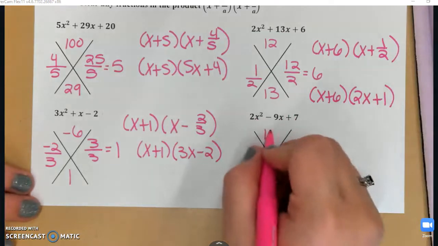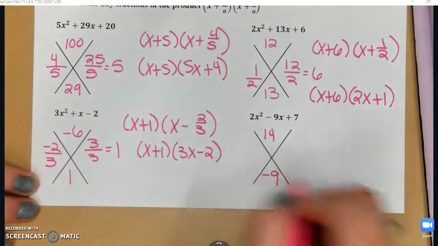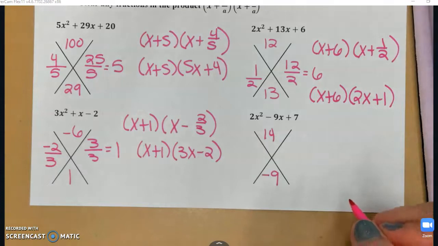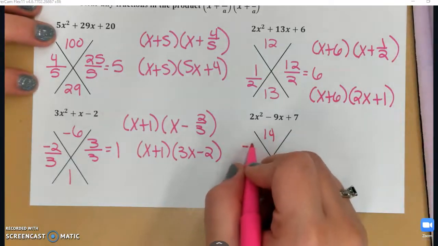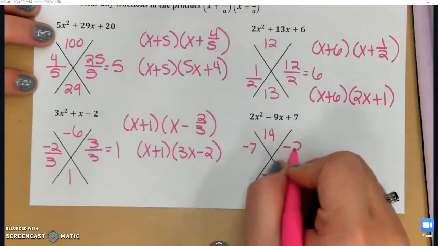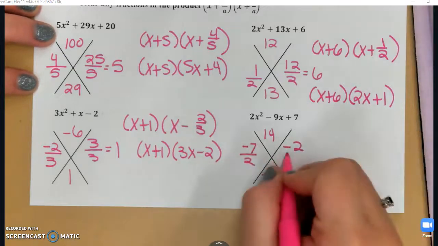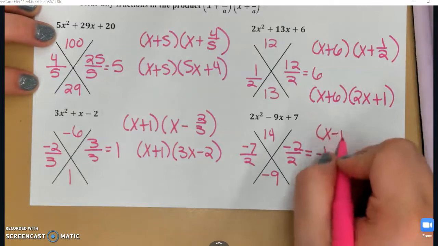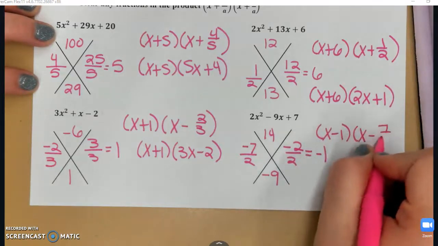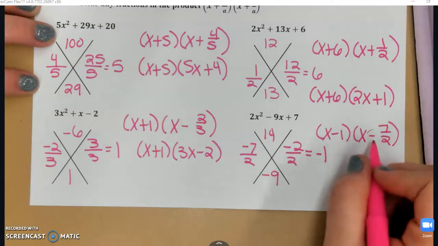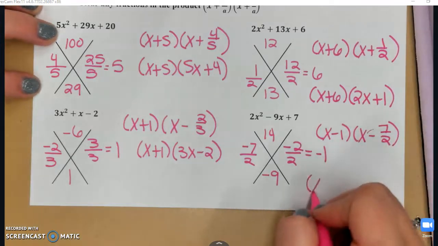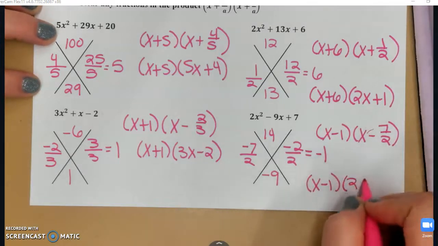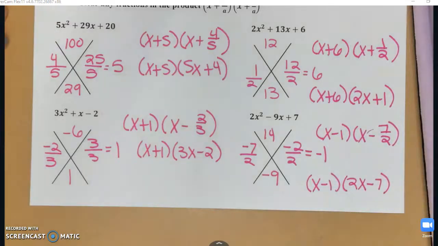2 times 7 is 14. My b value is negative 9. Numbers that multiply to 14 and add to negative 9 are negative 7 and negative 2. Divide both of those by 2. This becomes negative 1. So x minus 1 times x minus 7 over 2. Multiply both parts in here by my denominator of 2, and it becomes 2x minus 7.